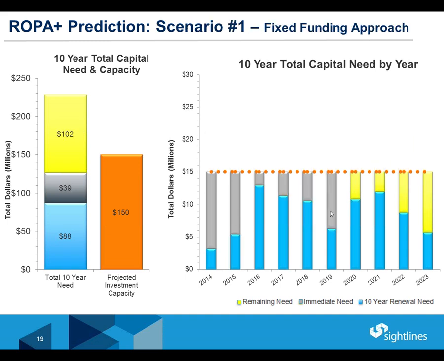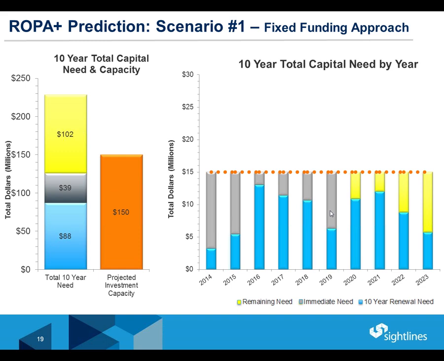The first scenario looked at a fixed funding approach. So over that 10-year period, we said, okay, we're just going to invest $15 million each year, but we're also going to fully fund the renewal needs, the blue, so that way we're staying on top of those and we're not making the situation worse. The problem with that scenario was that you can see that the gray immediate needs, which really should be done in the first 2 years, are going to be spread out over the next 6 years. So there was an issue with that, but this kept to the constraints of only having the $15 million fixed each year.